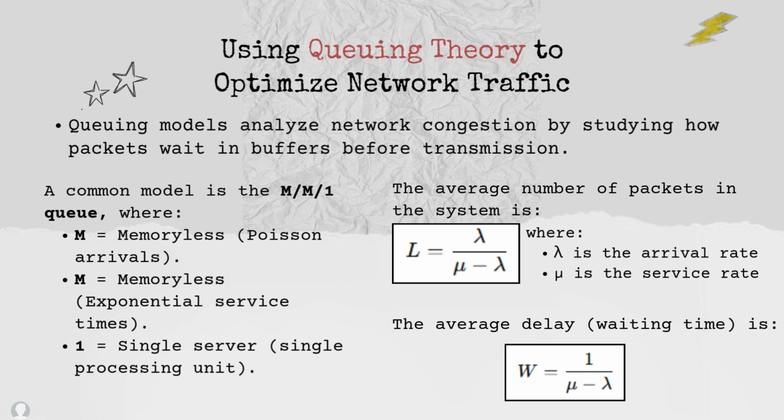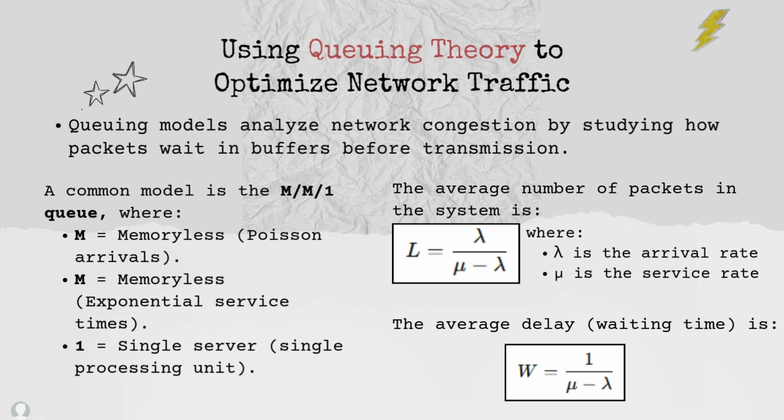A common model used in networking is the M/M/1 queue, where the first M stands for memoryless or Poisson arrivals, meaning packets arrive randomly, while the other M stands for memoryless or exponential service times, meaning processing time follows an exponential distribution. And 1 represents a single server, meaning packets are handled one at a time by a single processing unit.